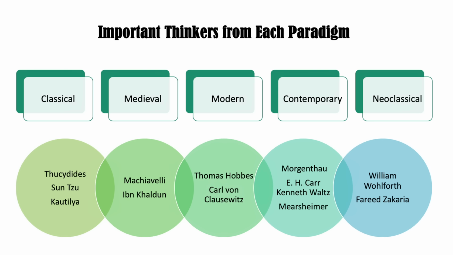And the two examples that I provide are William Wohlforth and Fareed Zakaria. For those of you who don't know, Fareed Zakaria is also, like me, a person of Indian origin. He also got his PhD in international relations. And before he decided to become a journalist, he did a lot of good work as a scholar of international relations. And all of his work is shaped by realist thinking.